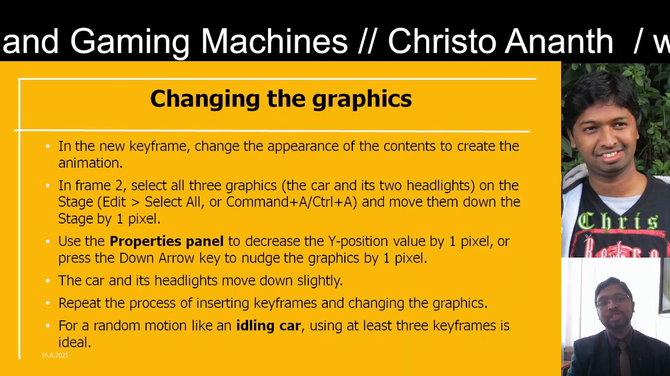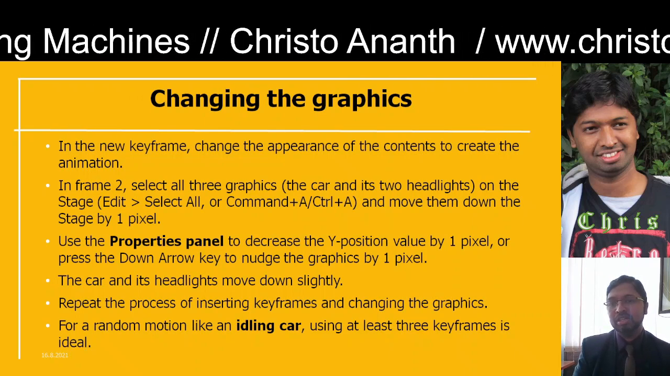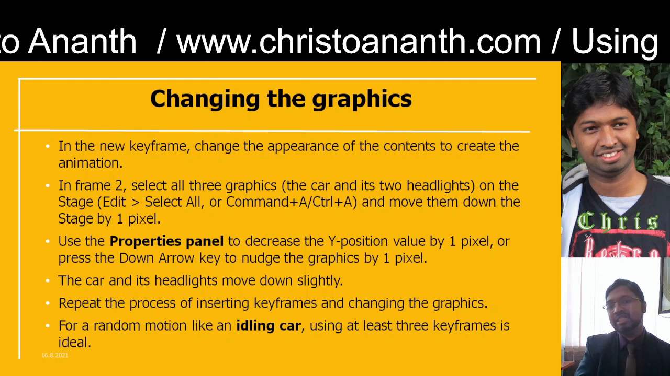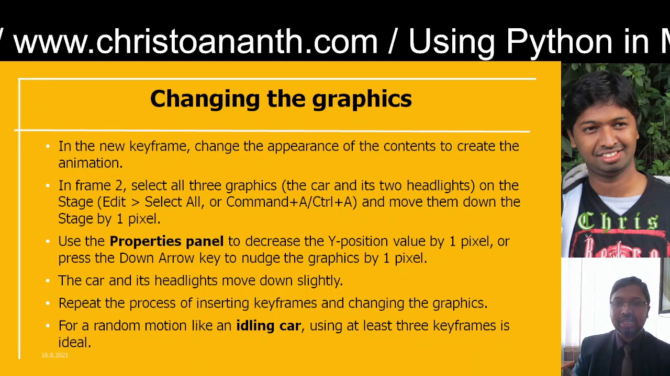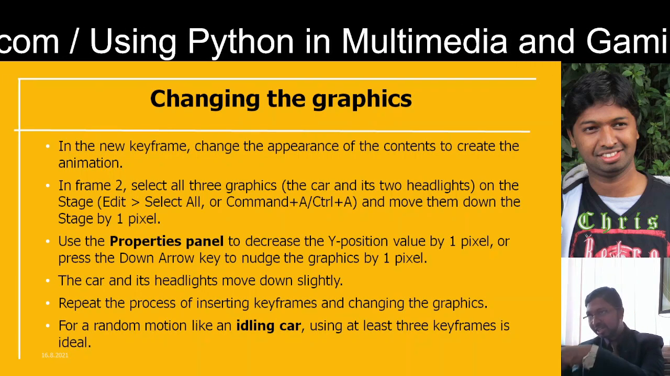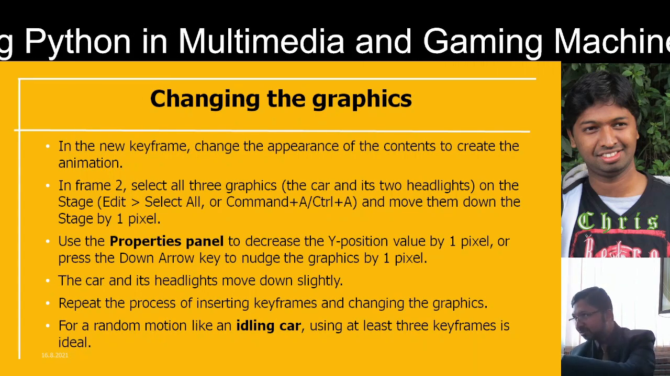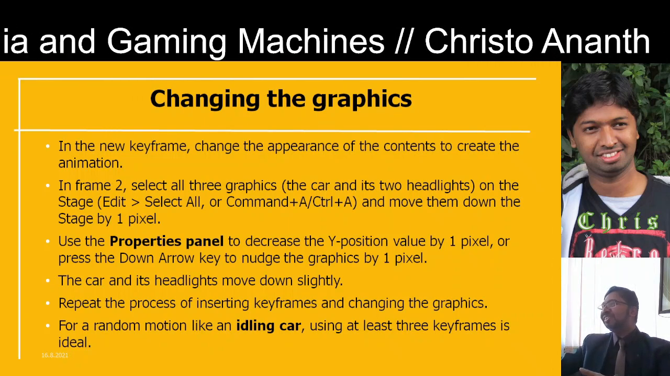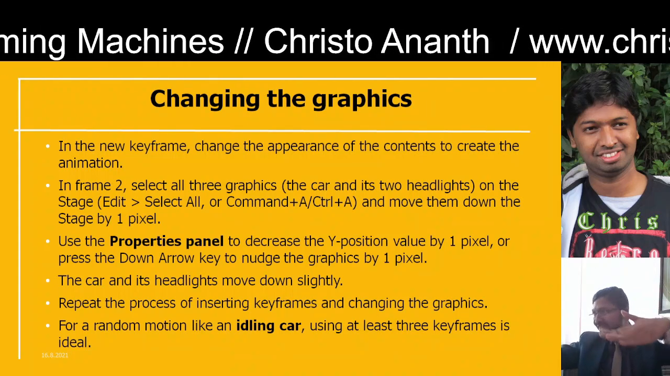So use the properties panel to decrease the Y position value by 1 pixel, or press the down arrow key to nudge the graphics by 1 pixel. The car and the headlights will move down slightly, because when we are creating the effect, when the car moves down, the light also should move down. It should not stay in place; it should also move down.